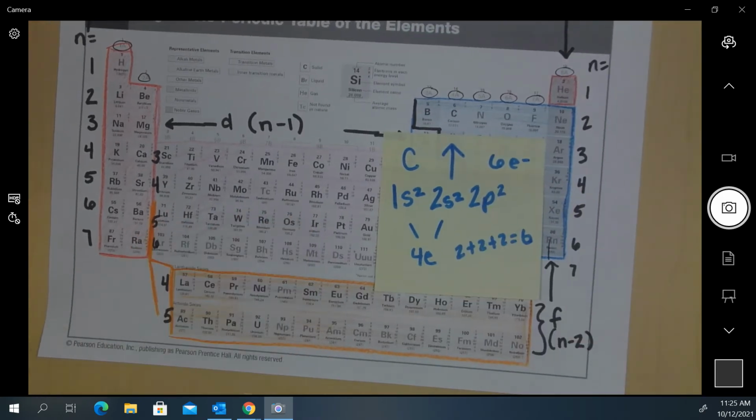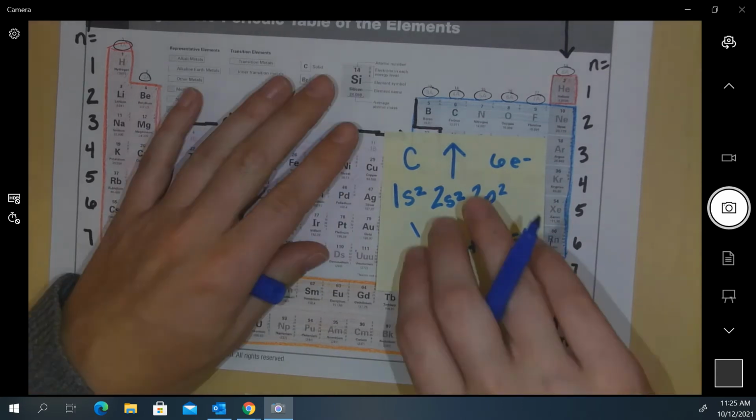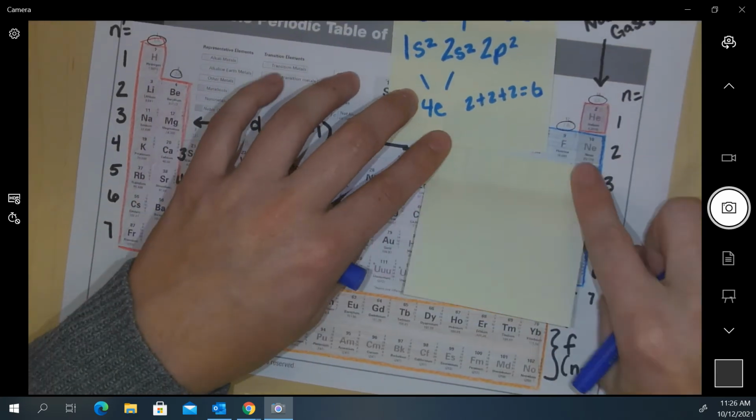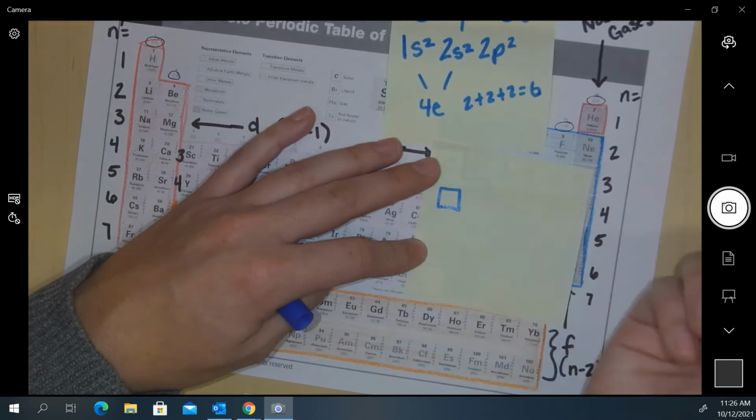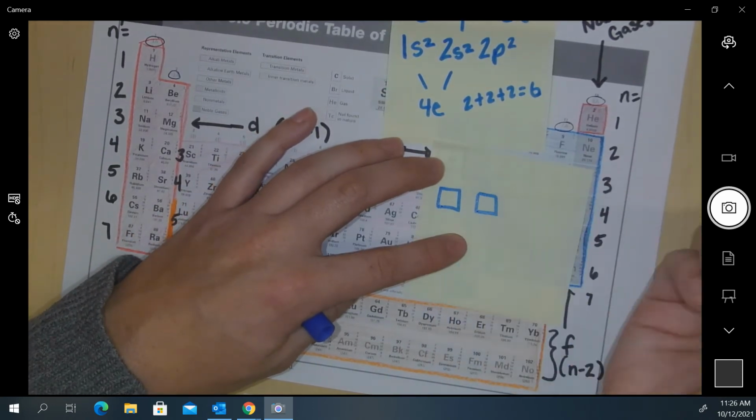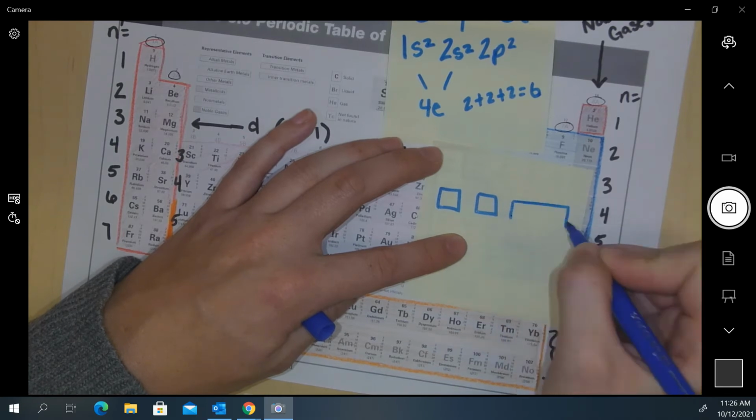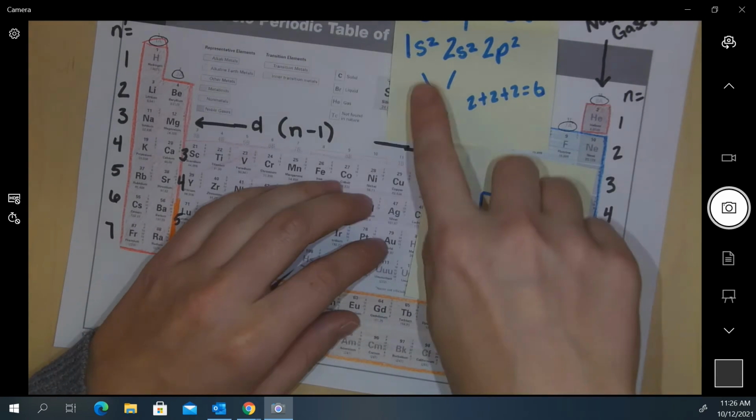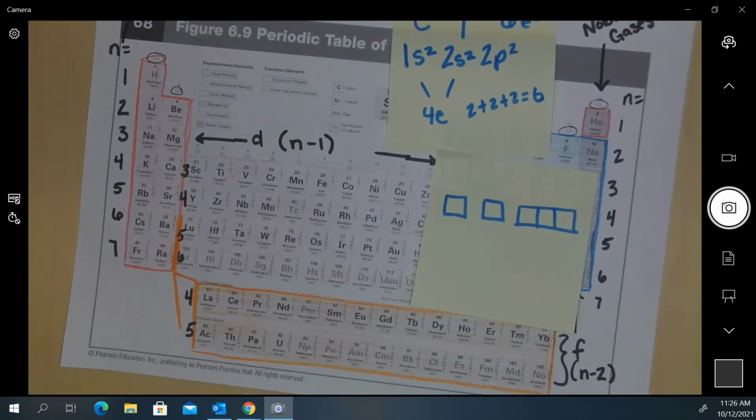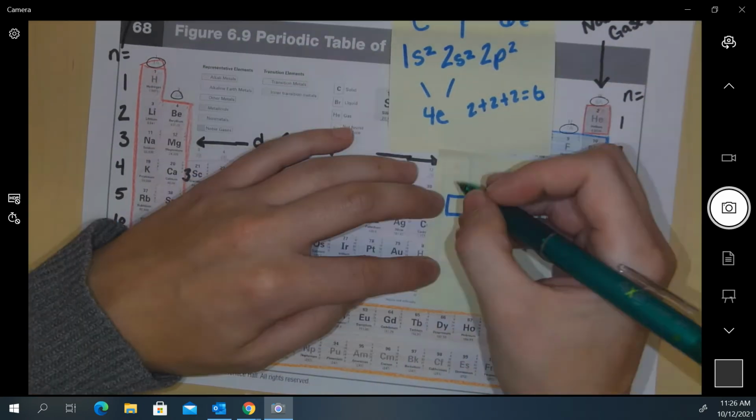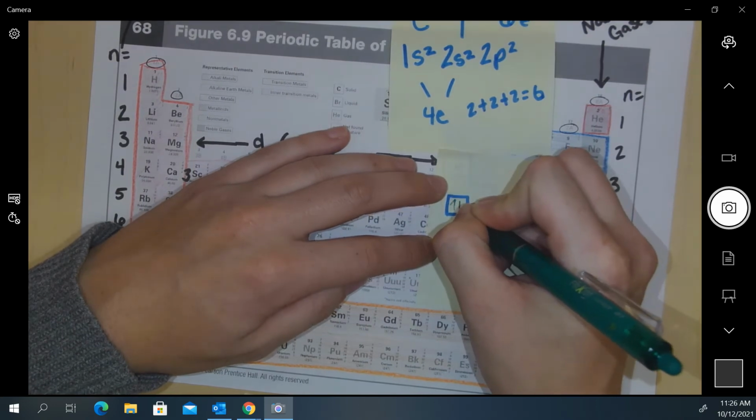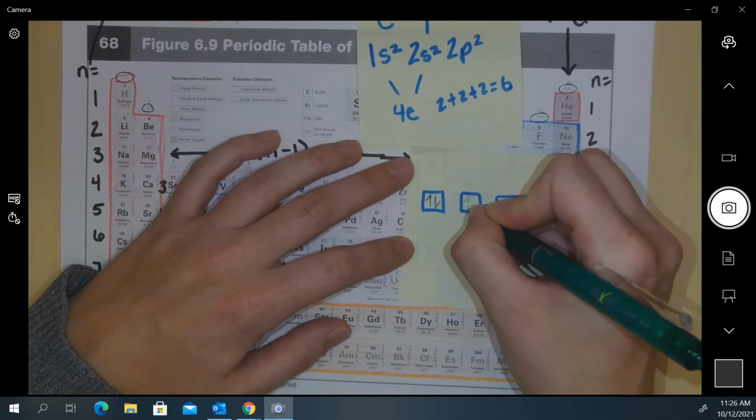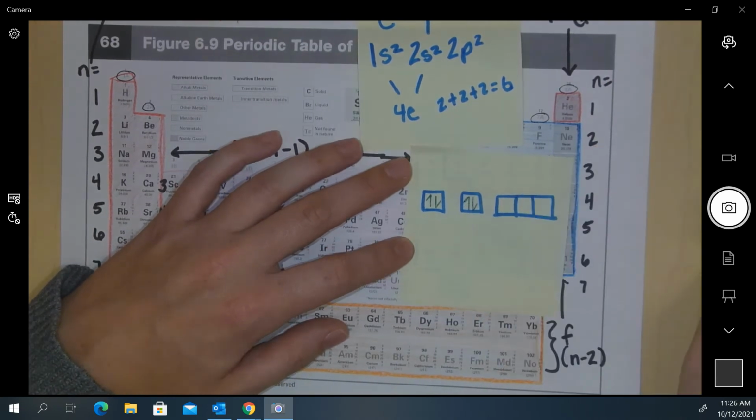If we were to draw an electron diagram or an orbital diagram for this one, what we're going to do is we're going to have a square for our S, a square for our other S. P is going to have 3 squares. Our S is completely filled, so because our S is completely filled, we can go ahead and draw an up arrow and a down arrow. Our next S is also completely filled with 2 electrons, so an up arrow and a down arrow.